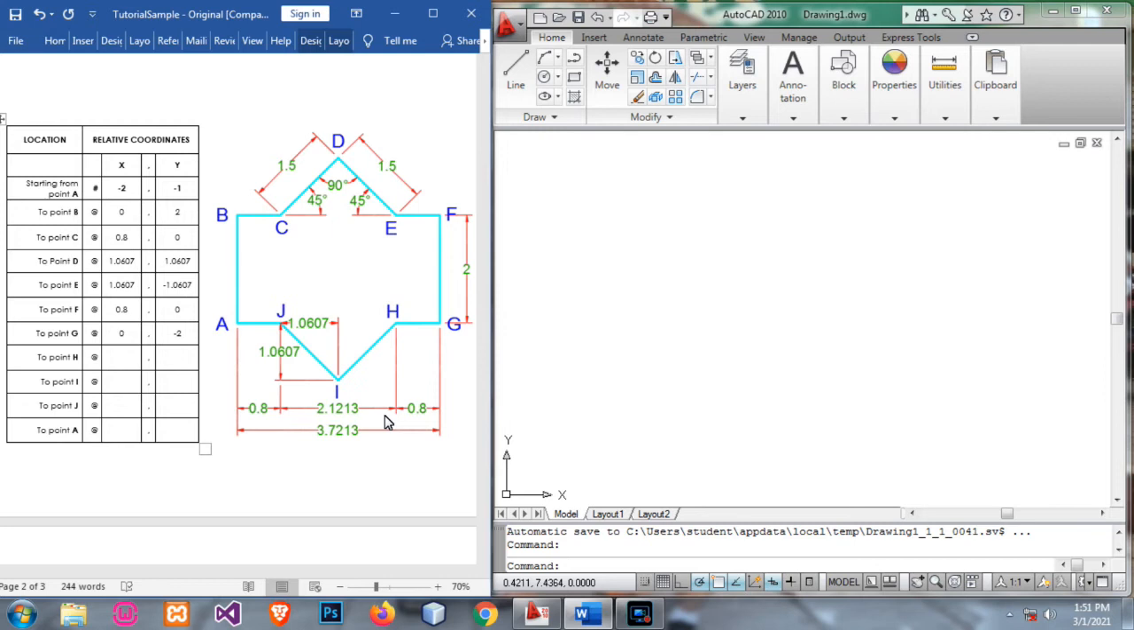Next, from G to H, we move to the left. And the distance is 0.8. Because it is moving to the left, we will use a negative number for your X, negative 0.8. And there is no movement for your Y, so we will just input here 0.